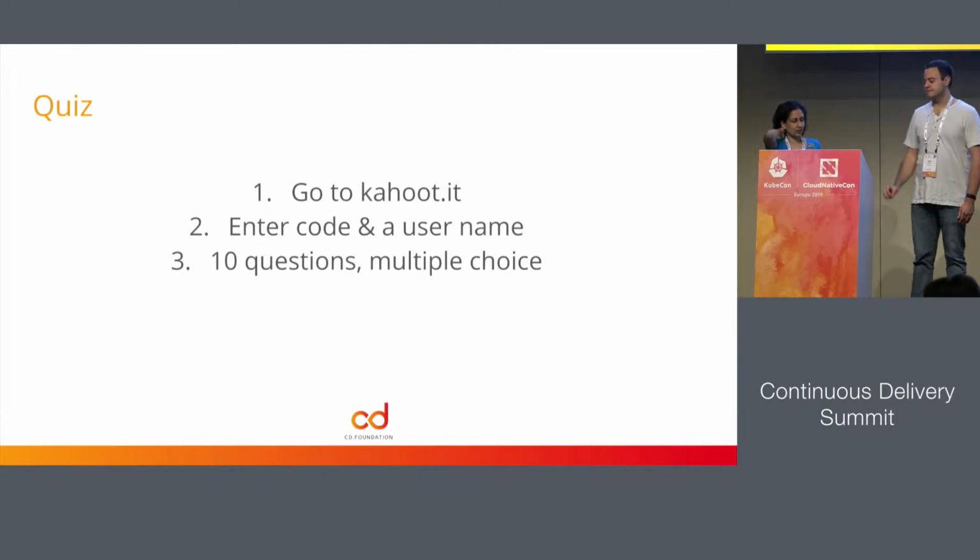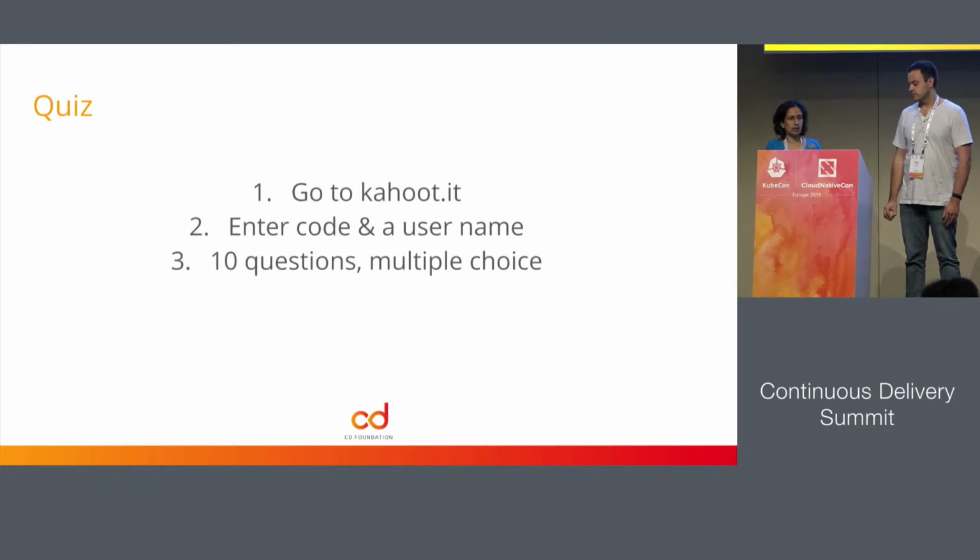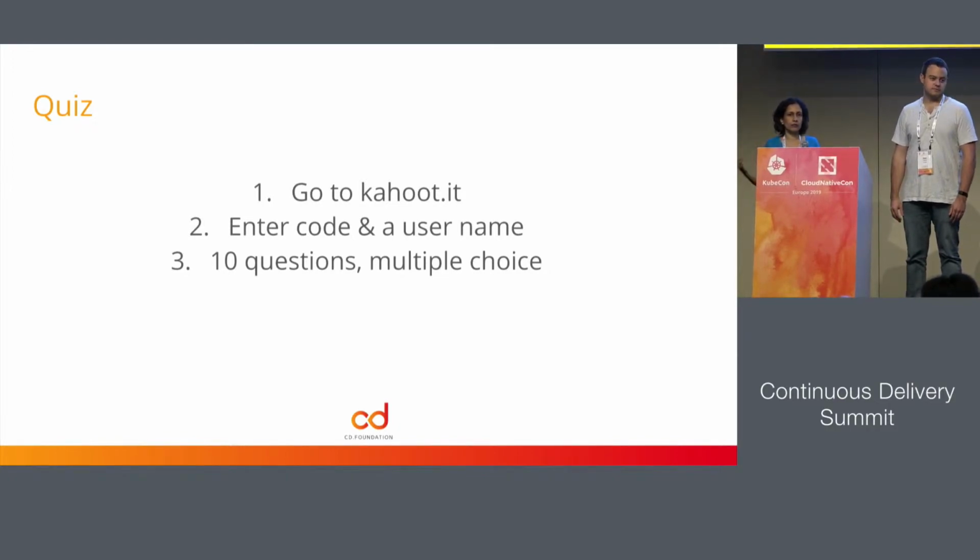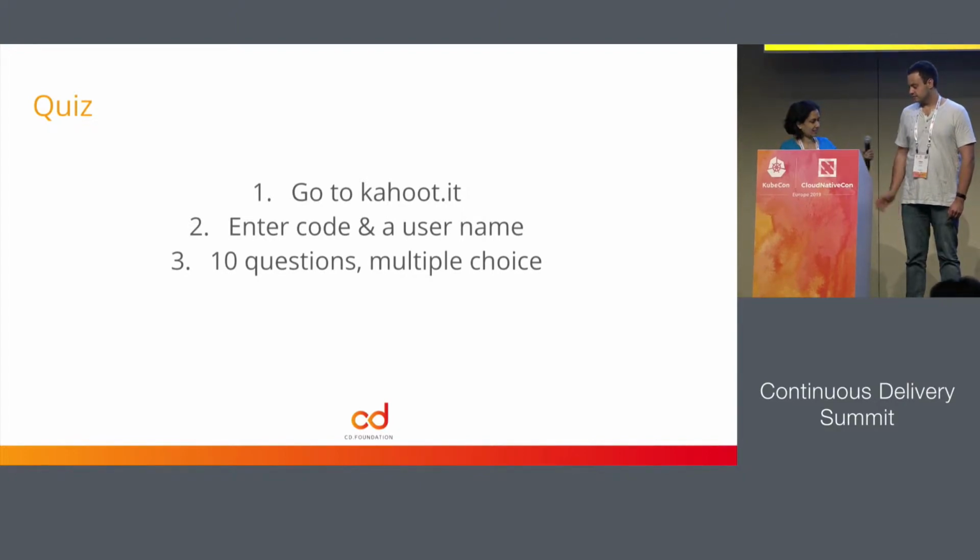So what you need to do is go to kahoot.it. In a minute, I'll give you the code and you come up with a username. 10 questions, multiple choice. Fastest finger, you get more points for being quick. Don't argue with the answers. I've put them down, so whatever I said is final. And yeah, we'll have a lot of fun, and we'll see who we get as winners. Okay, I'm going to give you that.